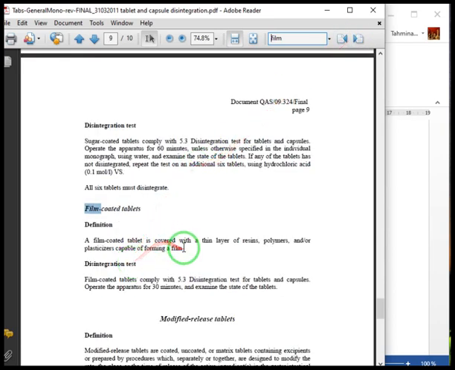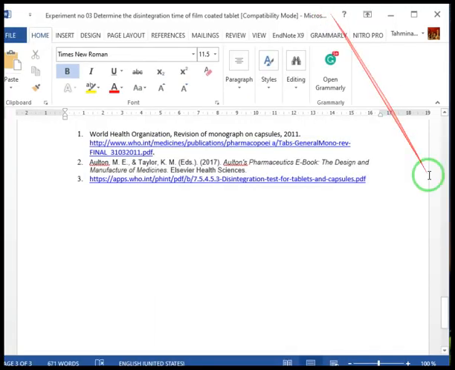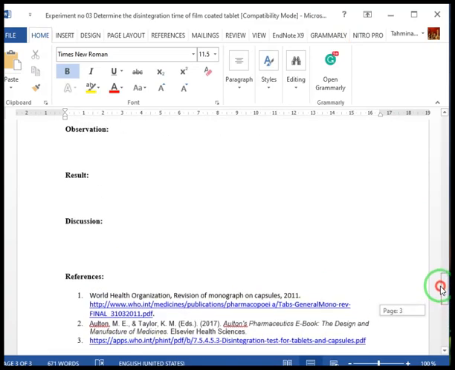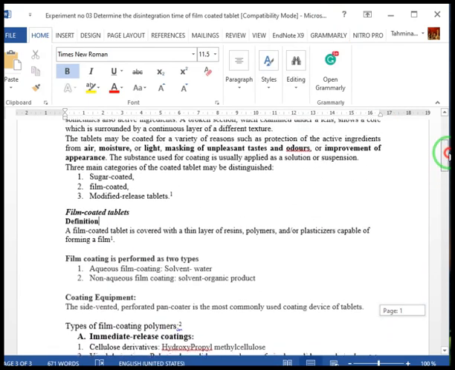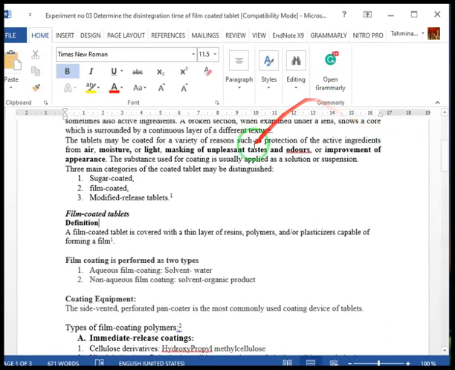Film coated definition. Okay, and here it describes the disintegration time. I will tell you in further detail about this after the theory. Let's continue with our theory portion. Three main categories of coated tablets: sugar coated, film coated, modified release tablet.